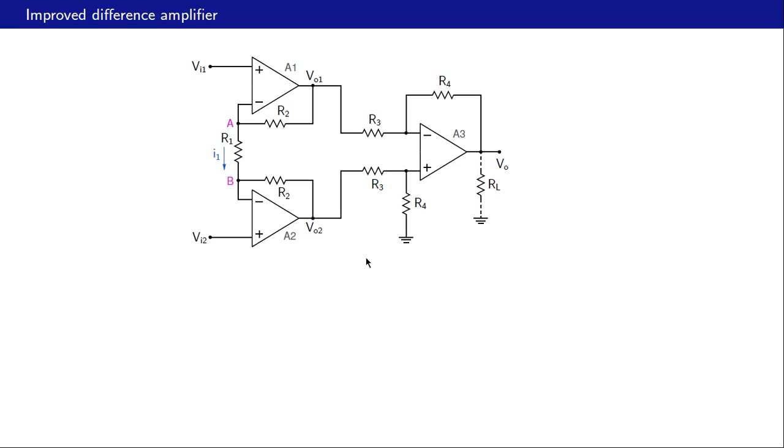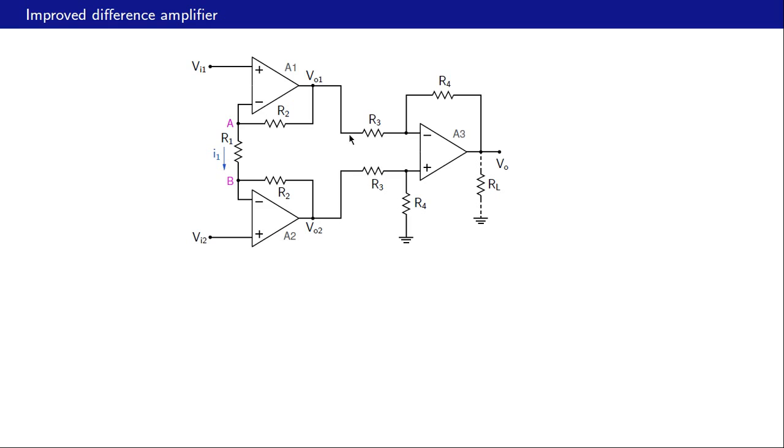Here is an improved difference amplifier. What we will do is to understand its functionality first. We will check that it is indeed a difference amplifier, that is, it is amplifying only the difference between VI2 and VI1. And then we will look at in what way it is an improvement over our previous difference amplifier circuit. So let's look at the functionality part first.